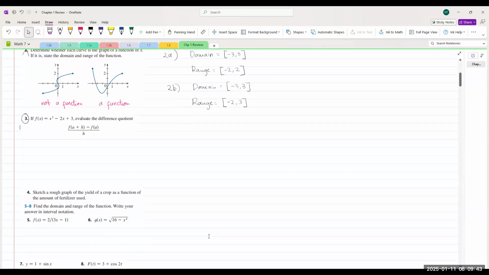Okay, so evaluate the difference quotient for that function. So for number 3, we have f(x) equals x squared minus 2x plus 3. Okay, so what is f(a + h)? For f(a + h), we replace the x by a plus h.